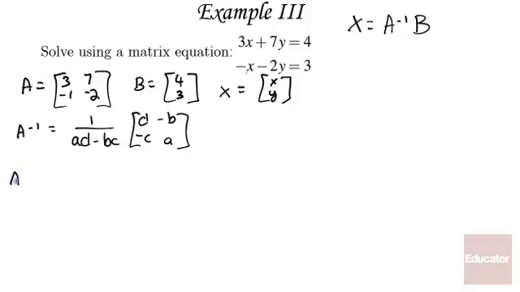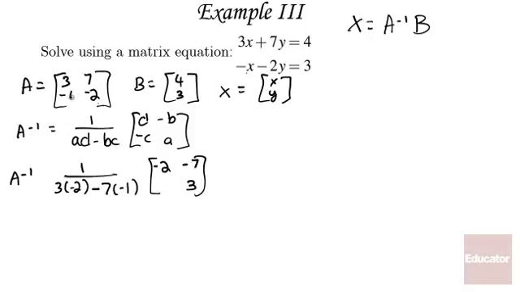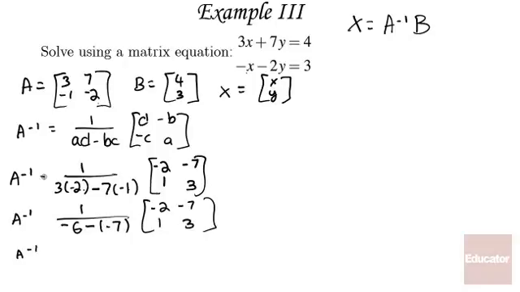Okay. So A inverse is 1 over the determinant, which is 3 times -2 minus 7 times -1, times this matrix. A and D switch positions, so it's going to be -2, 3. B reverses its sign, and C reverses its sign. Okay, proceeding to find the determinant. 3 times -2, that's -6, minus -7. Okay, which is times this matrix. So that's going to give me A inverse is 1 over, well, this is -6 minus -7 or -6 plus 7. So that's just 1.